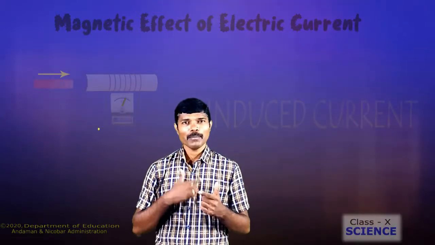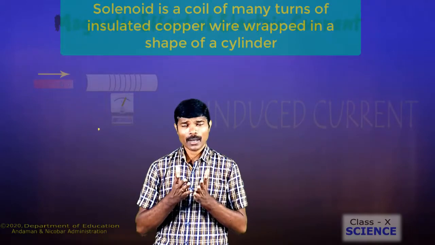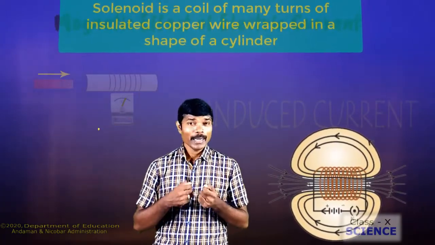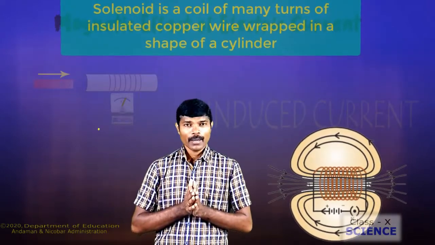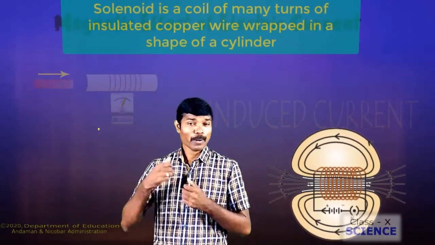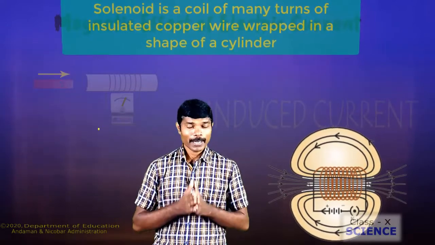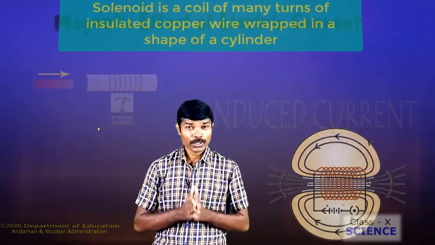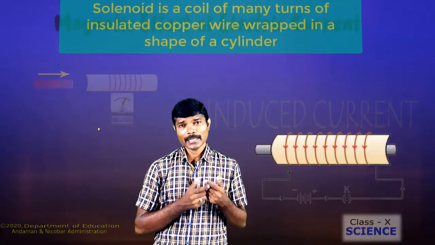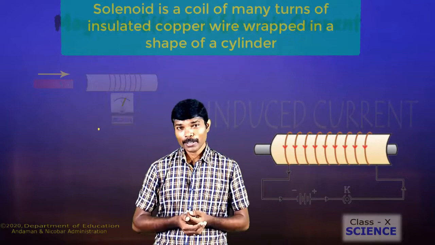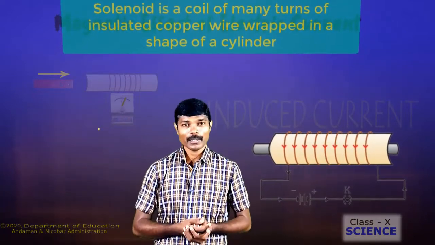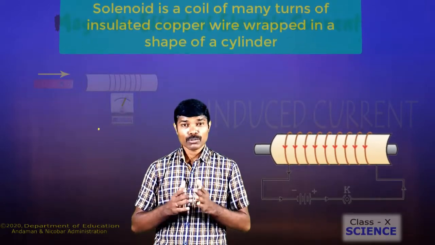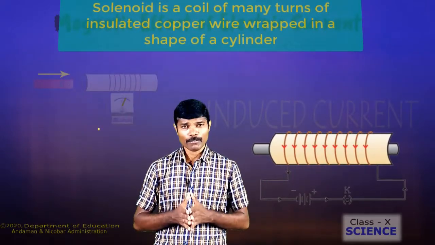Moving further, we have seen about the solenoid. A solenoid is a coil of many turns of insulated copper wire wrapped in the shape of a cylinder, right? When we increase the number of turns of the conductor, the magnetic field will increase. And when magnetic materials are kept inside the solenoid, the strength of the magnetic field increases. The solenoid is mostly used to magnetize material such as soft iron.